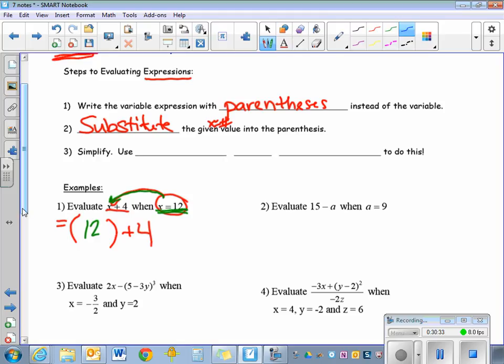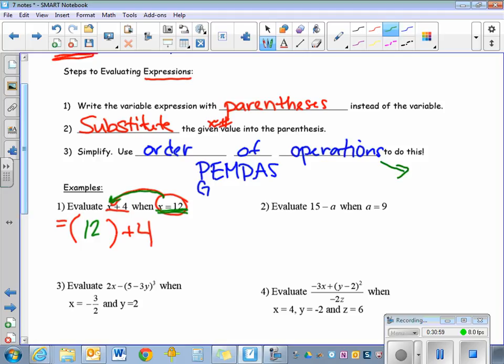Then we simplify. And with this, we use order of operations. And that is our PEMDAS. Okay. We use order of operations anytime we are dealing with expressions. That is extremely important. We use order of operations for any time we're dealing with expressions. So we use PEMDAS for expressions. And usually we'll see the word simplify with it, but not always.